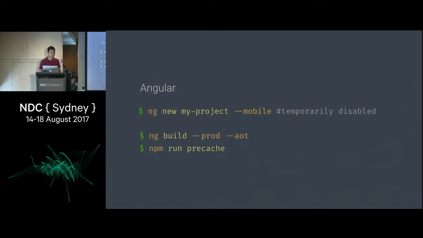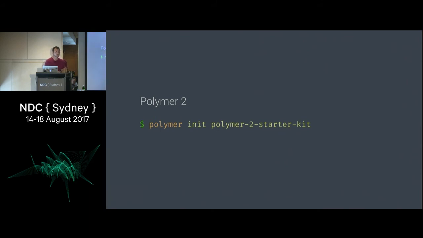And if you're using Polymer 2, you can just run polymer init and then use the starter kit, which gives you progressive web apps and also the PRPL pattern. The PRPL pattern is about code splitting and also at the same time preloading other JavaScript files that you may need in the next view.